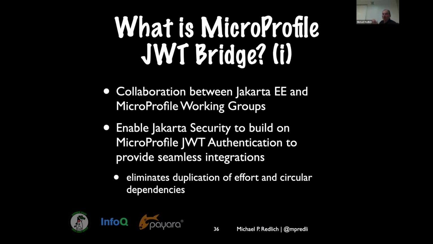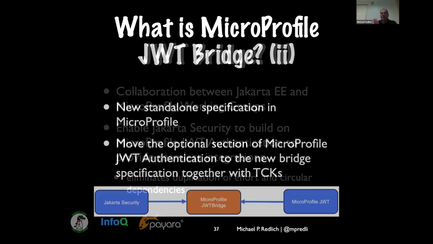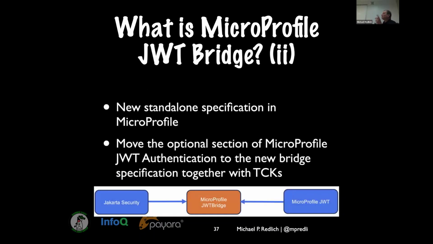This is a way for Jakarta Security apps to build on the MicroProfile JWT specification. The idea is to eliminate the duplication of effort and circular dependencies. It's a new standalone specification in the MicroProfile set of specs, and the first order of business was to move the optional section of MicroProfile JWT to the new bridge. There you see a representation of how that's supposed to look: security on the left, JWT on the right, and in the middle is the bridge.